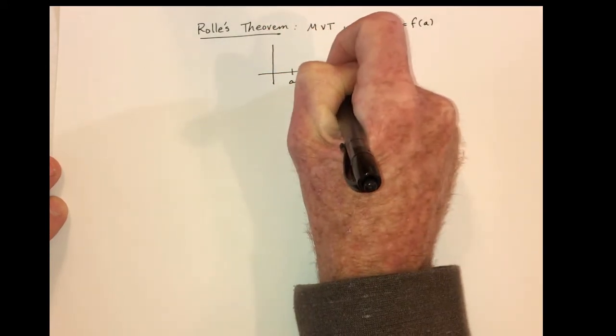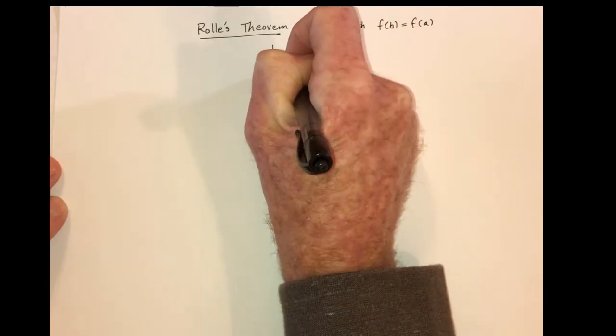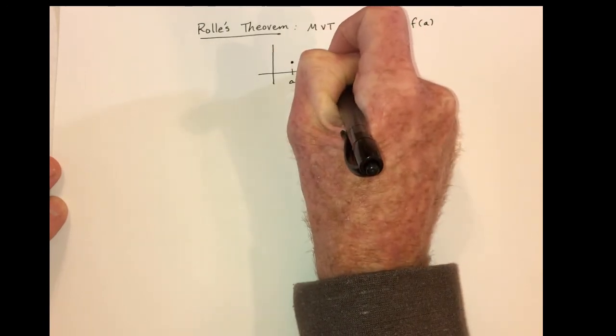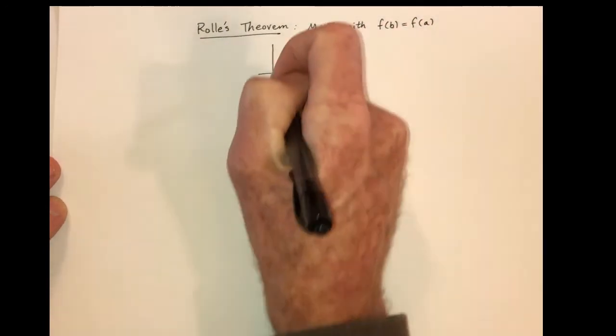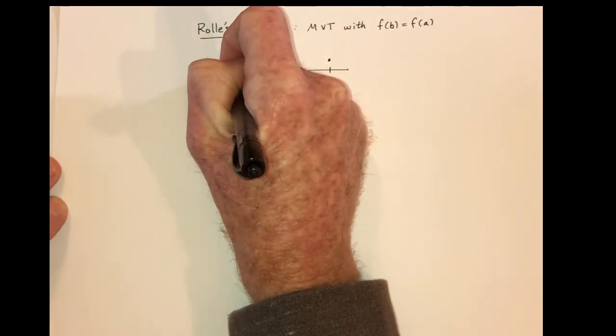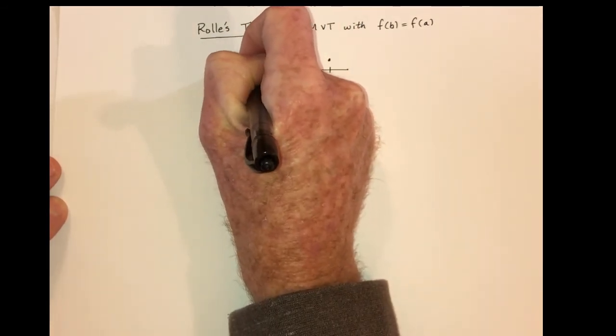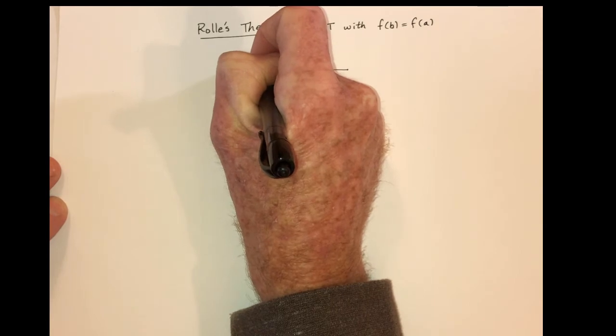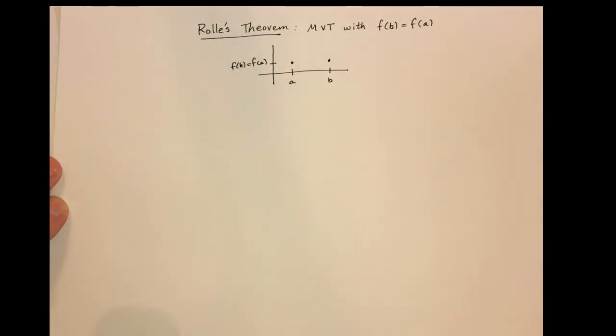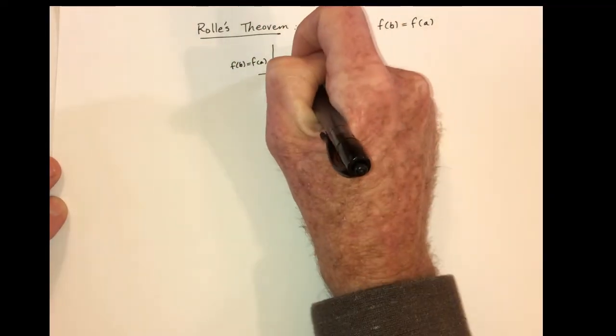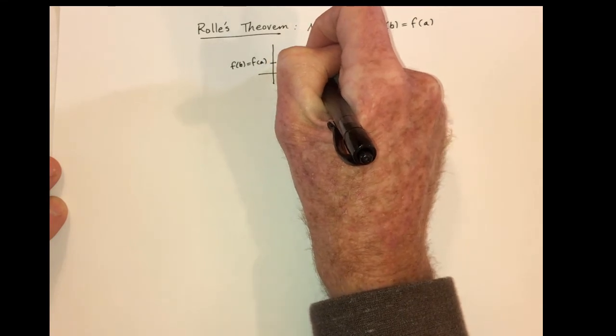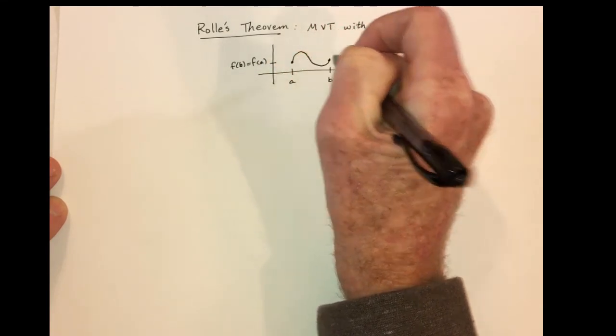So here's the a, here's the b. And whatever this height is, this height has to be the same. So whatever that height is, f of b equals f of a. And then the function is continuous, it does whatever, looks something like this.